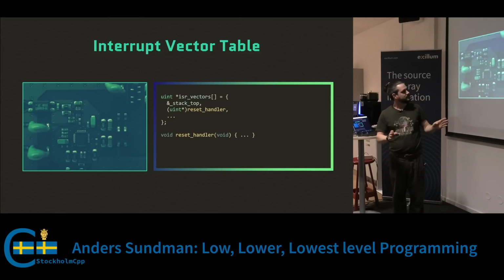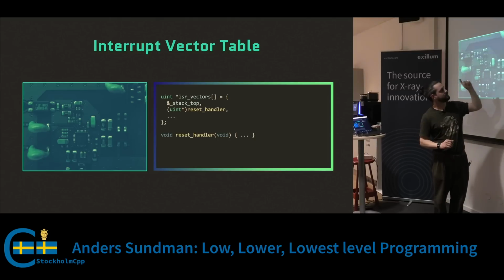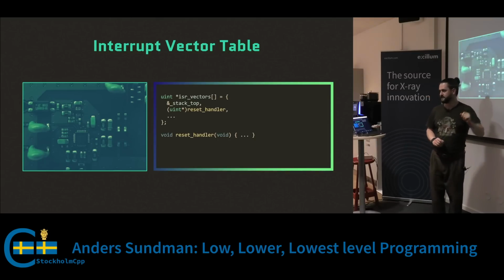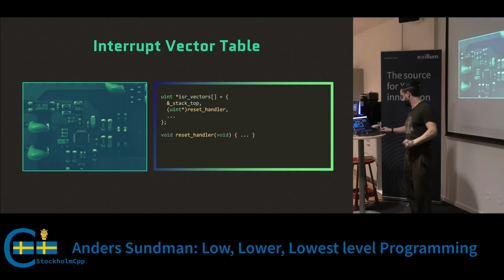But the interesting thing now is that we're looking at where we're starting execution, right? And that is at 0004, which is the second entry in this array. Now we just need to place this array at the very first part of the flash, and then we're golden. So how do we do that?